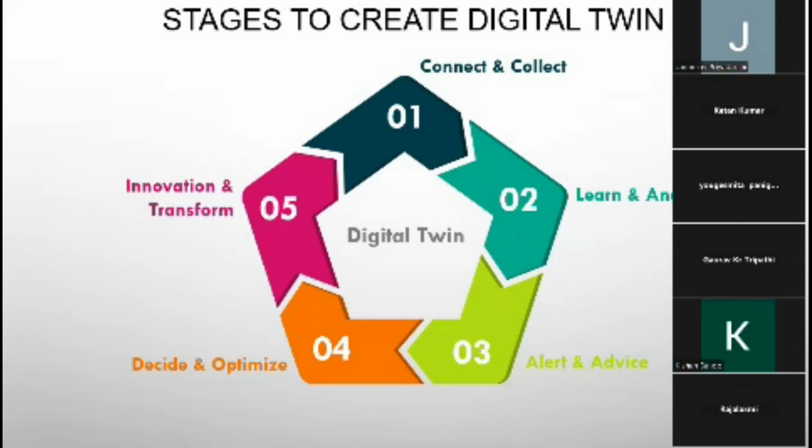Innovation and transformation is easier. Innovation and transformation means we observe the building details and everybody is appreciating it. We need to create another building similar to that. Then obviously we can use that same structure, that same twin, for an architectural perspective and other perspectives, and transfer that to a new physical body. From there you understand there are 3D printing concepts. All these things are possible through digital twin, and the stages are five: connect and collect, learn and analyze, alert and advise, decide and optimize, innovate and transfer.